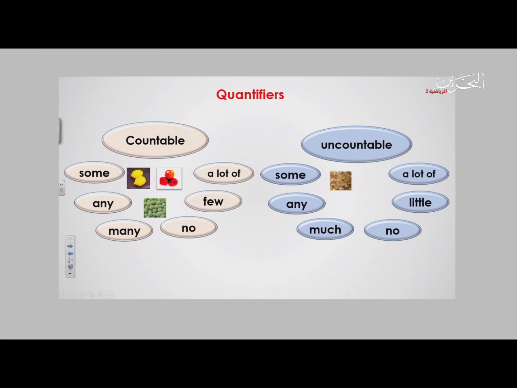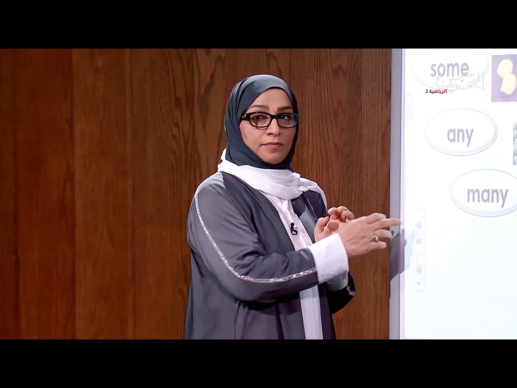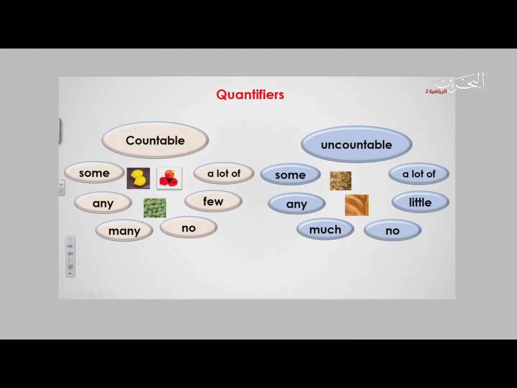We have nuts. For example, do you have any nuts? Or how many nuts do you have? This is bread. I have little bread. And this is coffee. How much coffee do you need? These are examples of the quantifiers, and how we use them with a countable group or uncountable group.